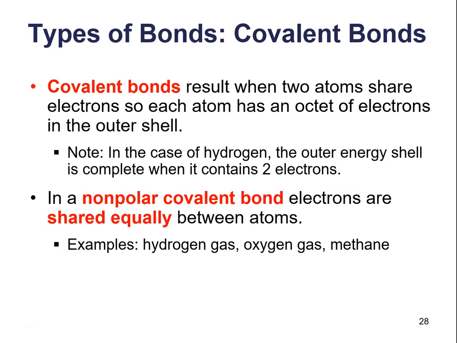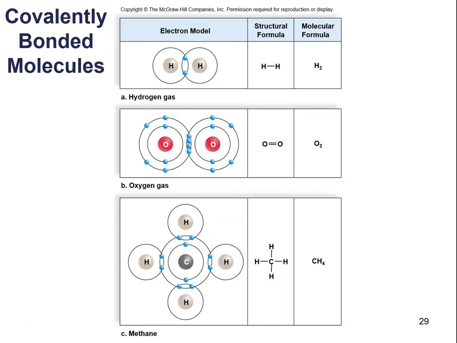Now, different types of covalent bonds. So a non-polar covalent bond, okay? Electrons are shared equally between atoms. So examples of non-polar covalent bonds are in hydrogen gas, oxygen gas, and methane. I'll show you a picture in a second. Okay, so that's what this is showing you here. So there's an equal sharing of these electrons.